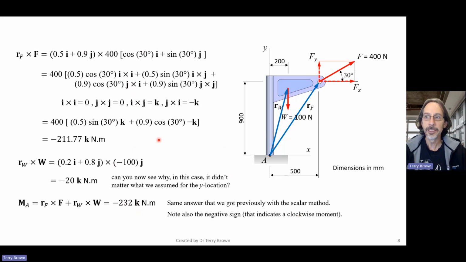We didn't have to make any assumption about what was positive and what was negative, clockwise or anti-clockwise. Doing the vector method tells us that we've got a negative answer here if we get all of our vector algebra correct, which is not without its difficulty. But yes, the negative number here tells us that we've got a clockwise rotation.